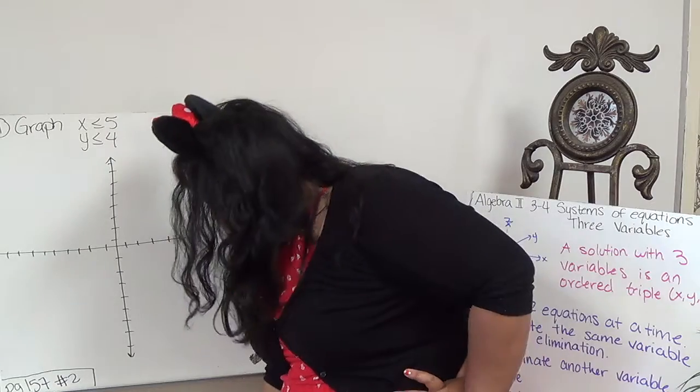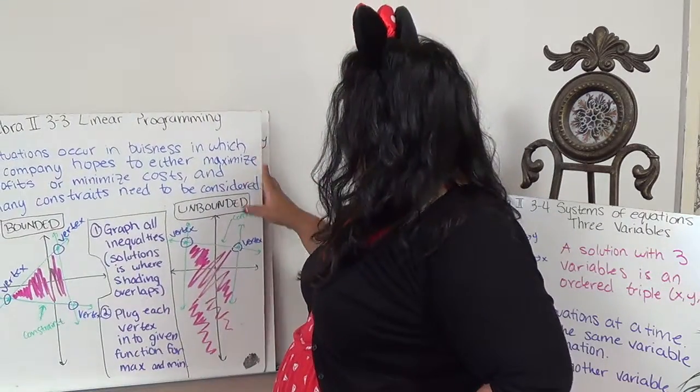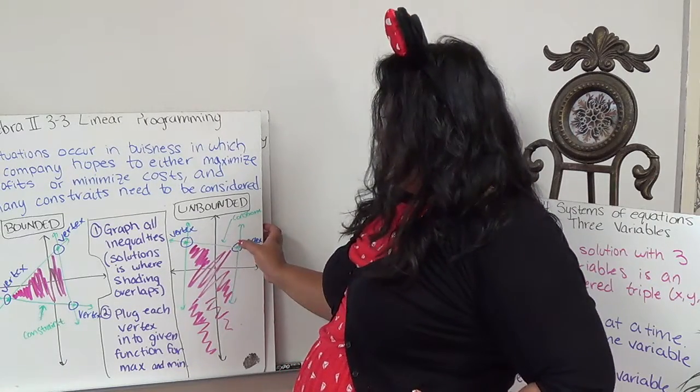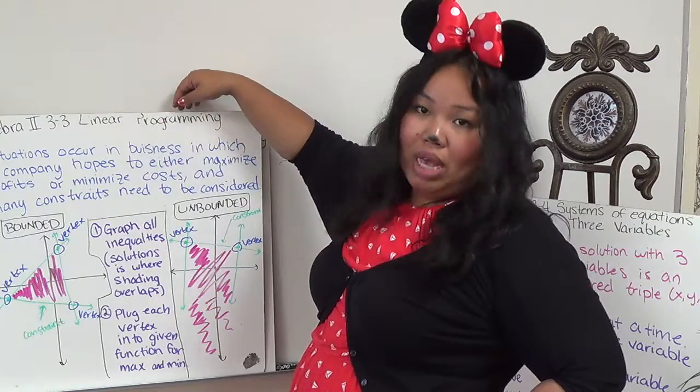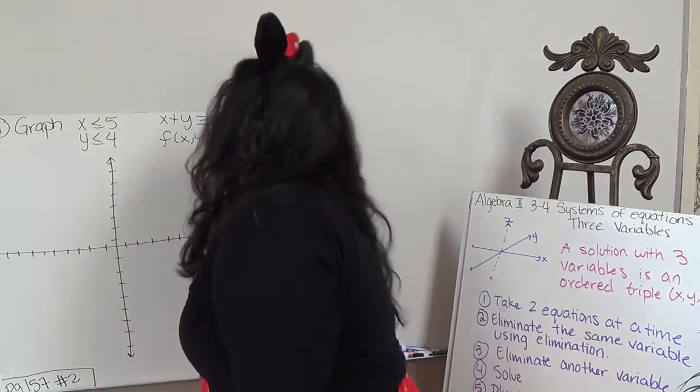Now, if I deal with an unbounded graph, for example this one will have no minimum because it goes all the way down, but it will have a maximum. This one will have a minimum and a maximum, right? So let's get started.